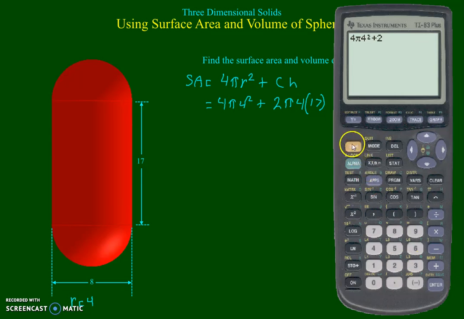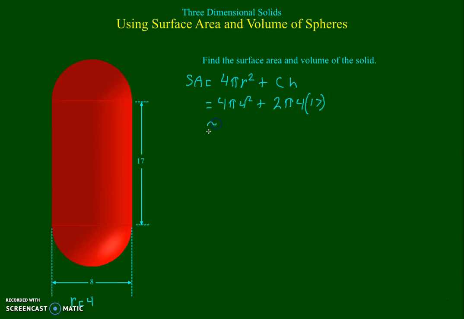Plus 2 pi 4 times 17. And we get 628.3 as our approximated result, and that's surface area. Now let's take a look at volume.